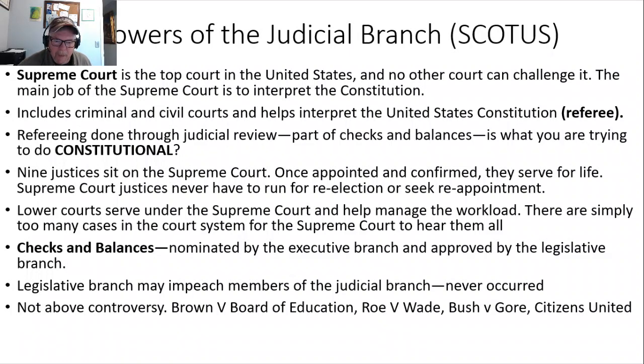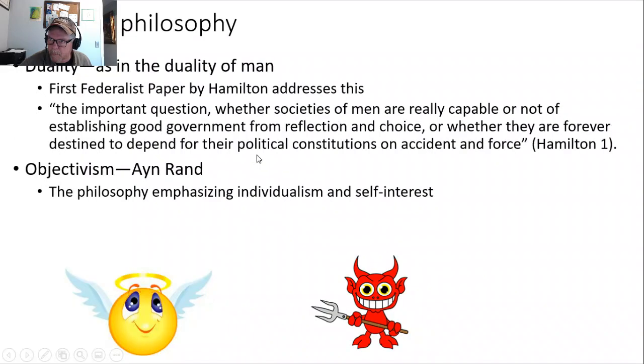To me, again, my opinion, some of these, Brown versus Board, turned over Plessy versus Ferguson, good. Roe v. Wade, that's a controversial one. Bush v. Gore was a terrible decision. Citizens United, to me, is the worst. We need to get money out of politics, not promote more money in politics. Again, that's my opinion.